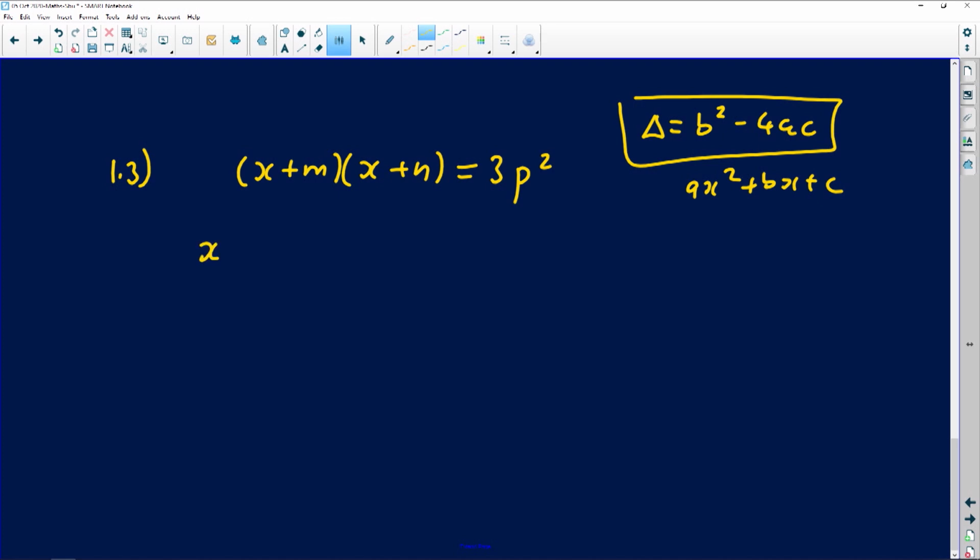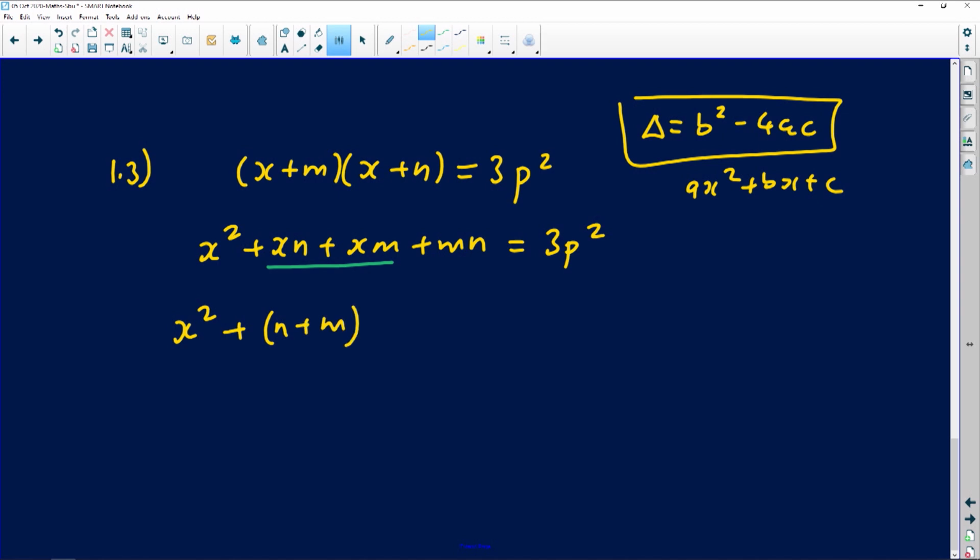Basic multiplication, you're going to get x squared plus xn plus xm plus mn. When you multiply m and n, you're going to get an answer of 3 times p squared on your right-hand side. This is not yet in standard form. X squared is x squared plus, now, in these two, and all this is going to be our c. So then we're going to just simply go and work out our discriminant, which is b squared minus 4ac.